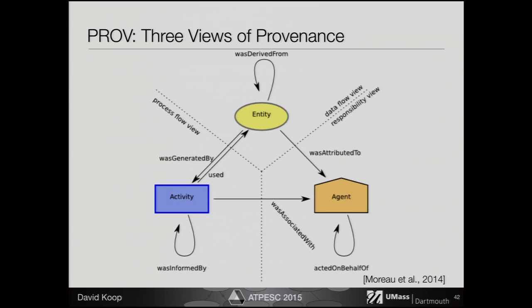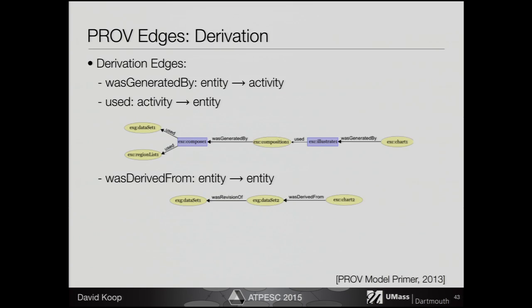A process flow view would be to just look at the activities and look at was informed by. So this process ran, then this process ran, irrespective of what they actually did, what they generated. And when you combine those two, you get this causality derivation view where you see the interplay between activities and entities. If you just look at agents, that's really the responsibility view. Who did this? What was responsible for causing this action or this piece of computation to occur?